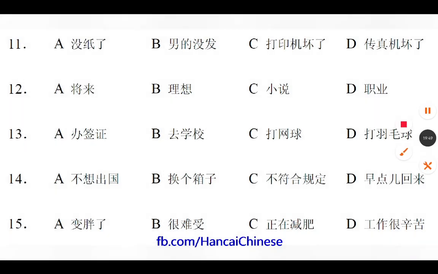Also, I told you 2 options are totally irrelevant. They have no relationship with the audio most of the time.